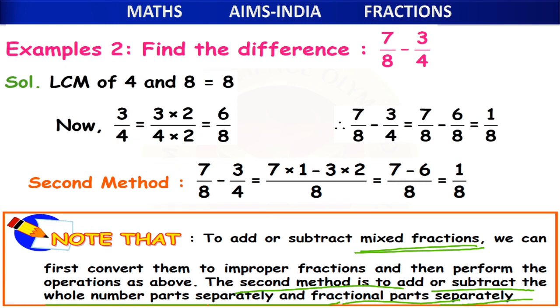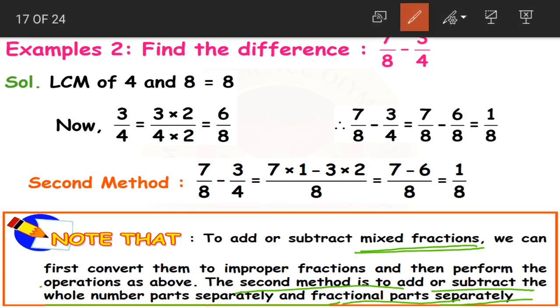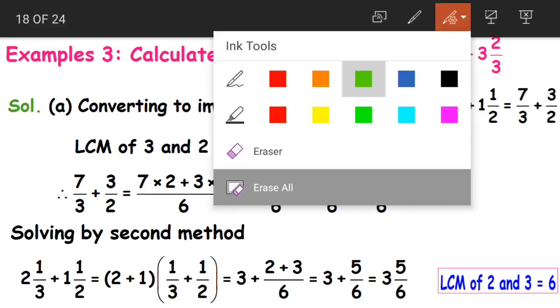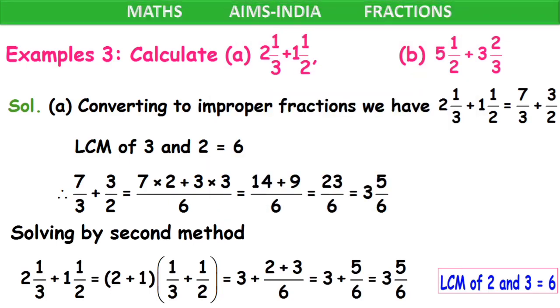Now what are they saying here? To add or subtract such mixed fractions, the first step would be to convert them into improper fractions. What will the first step be? First step will be to convert them into improper fractions and then perform the operations as above. So let us look at the numbers here. First one is 2 1 by 3 plus 1 1 by 2.